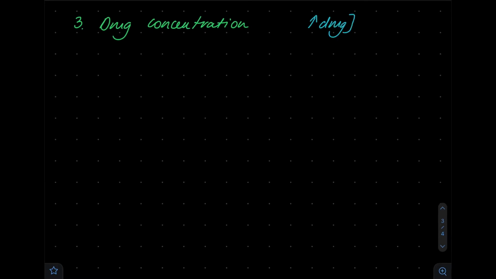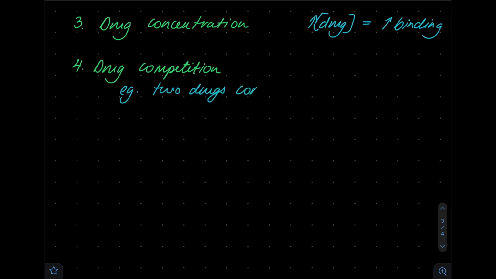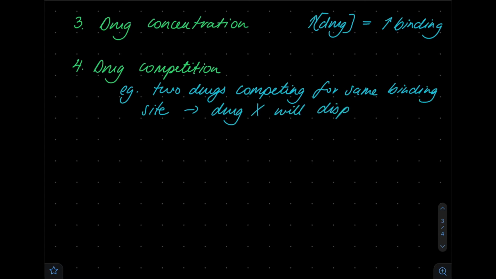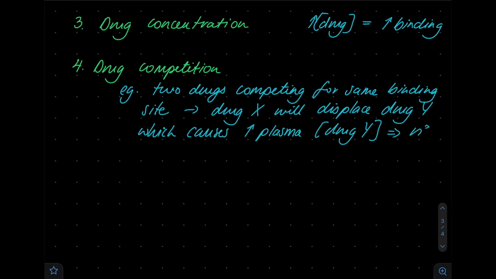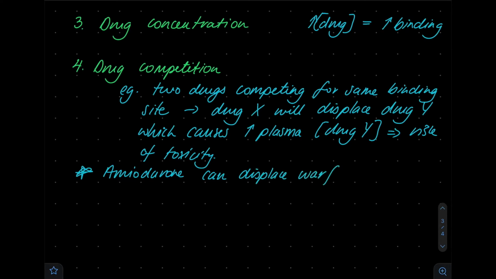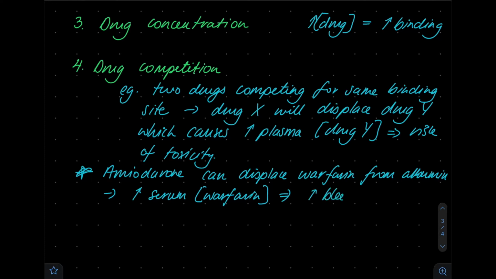Generally, the higher the drug concentration means there will be increased binding until the protein is fully saturated. The final factor is drug competition. Two drugs can compete for the same binding site. For example, drug X will displace drug Y from albumin, which will cause a rise in the plasma concentration of drug Y, resulting in a risk of toxicity. This is clinically important when both drugs have a high protein binding, such as amiodarone and warfarin. This means that amiodarone can displace warfarin from albumin and cause a rise in serum warfarin concentration and a rise in bleeding risk.